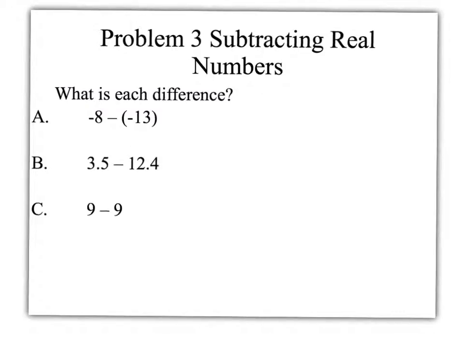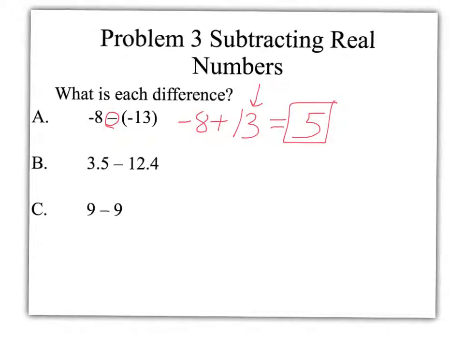So let's try these. What is each difference? So remember, you're going to add the opposite. So you start with negative 8. There's the subtraction. That's our cue to add. And then the opposite of negative 13 is positive 13. And now you just follow the adding rules. So the signs are different. We have a negative and a positive, so I'm going to subtract. I can do that in my head. 13 minus 8 is 5. The bigger number was 13. It was a positive, so my answer stays positive.